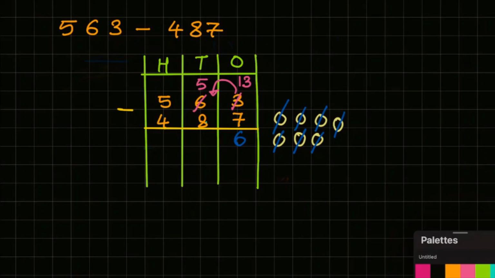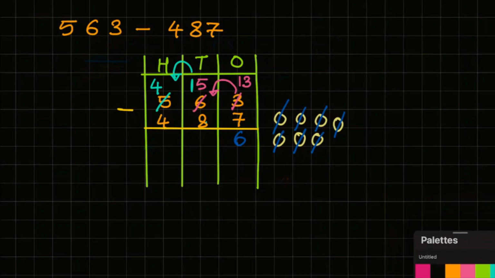This is not going to happen because 8 is a higher number than 5. So what we are going to do is the same thing that we did previously in the case of the ones column. We are going to borrow one from the hundreds column. So this 5 will become 4 and this 5 will become 15.